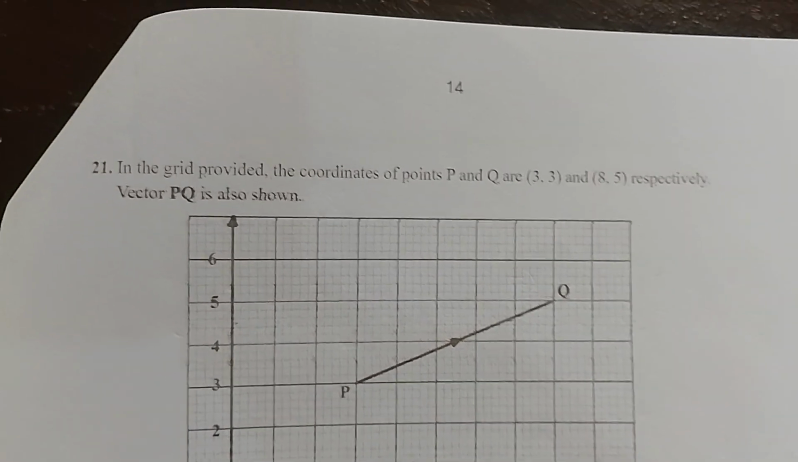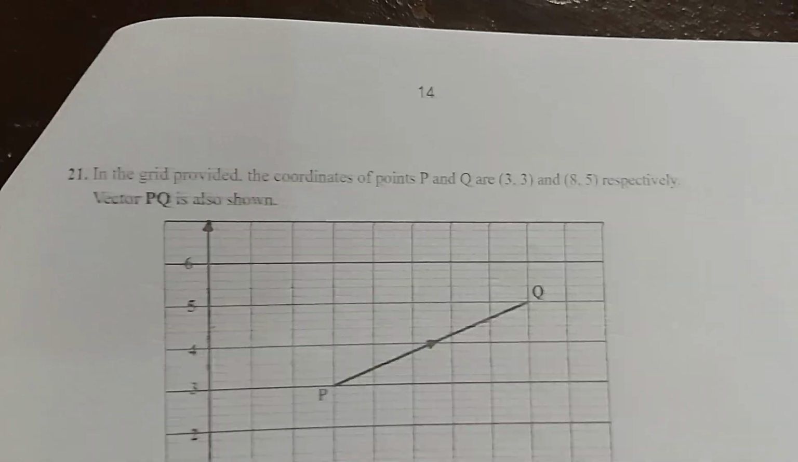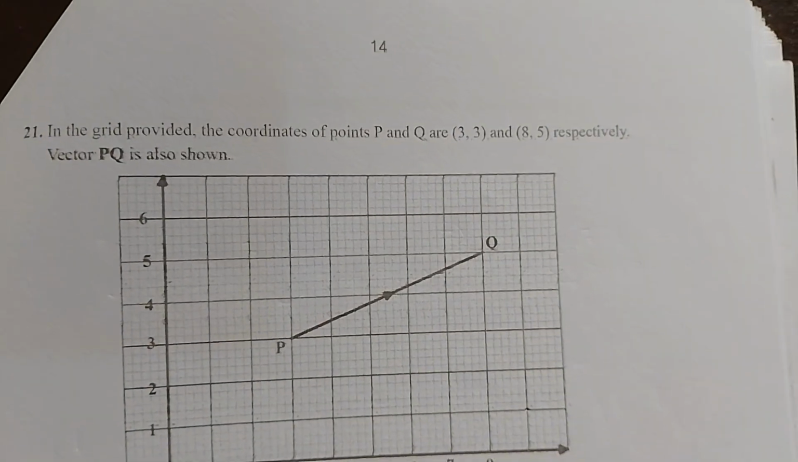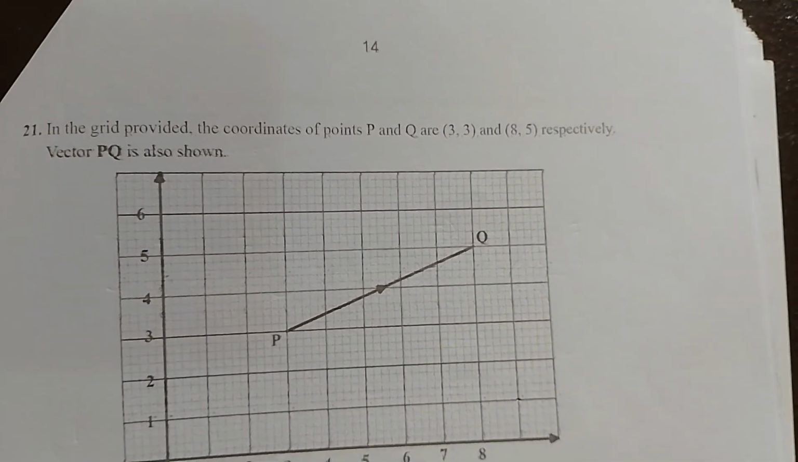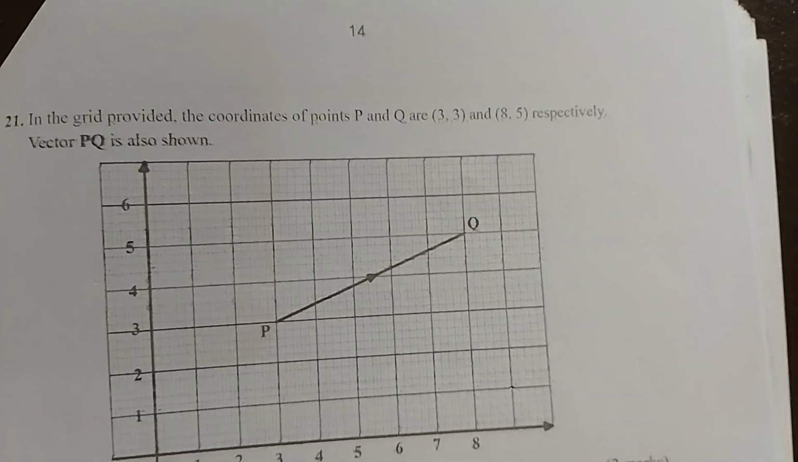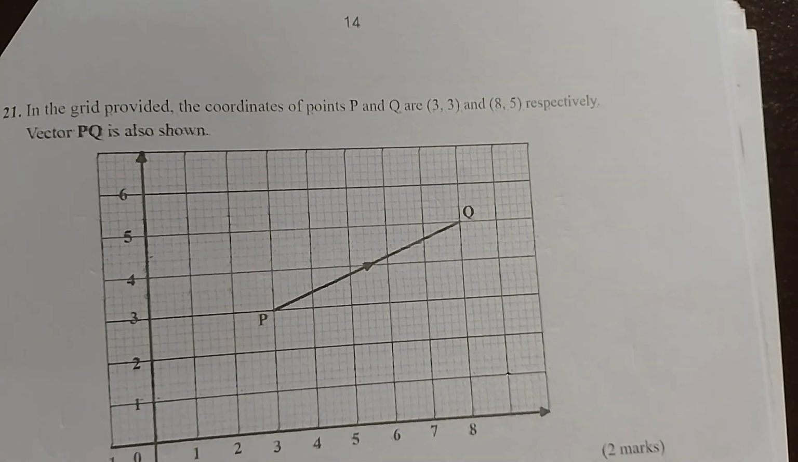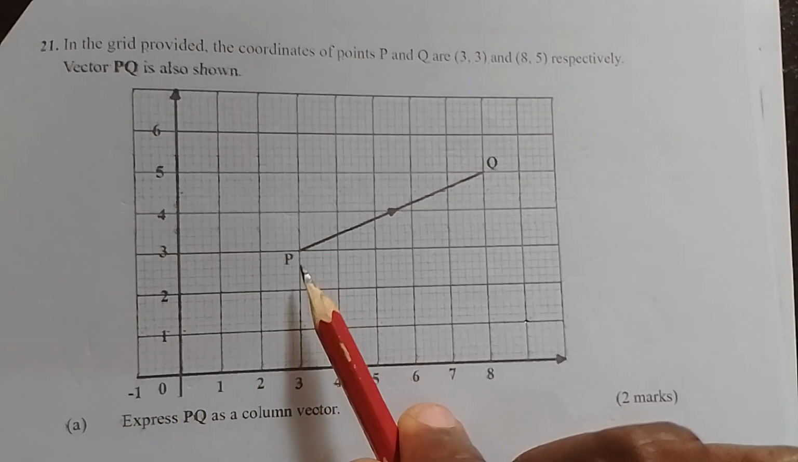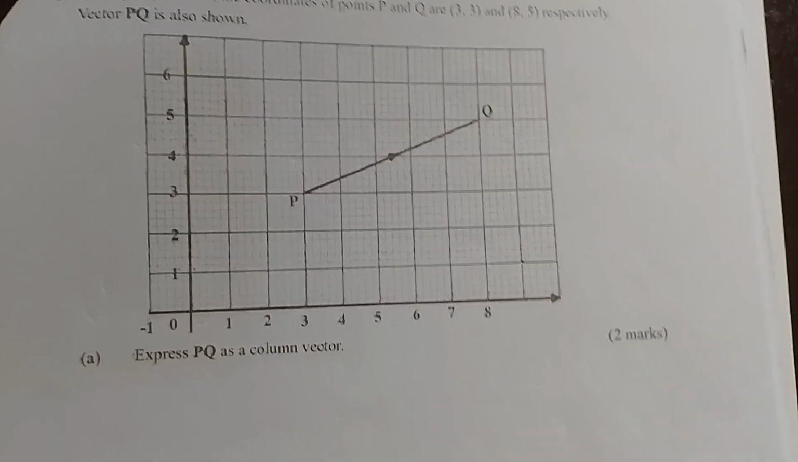So question number 21, viewers, let us read the question. In the grid provided, the coordinates of points P and Q are (3, 3) and (8, 5) respectively. Vector PQ is also shown. PQ is shown, and we can see the Cartesian plane.